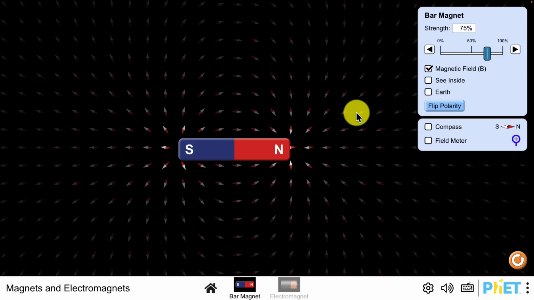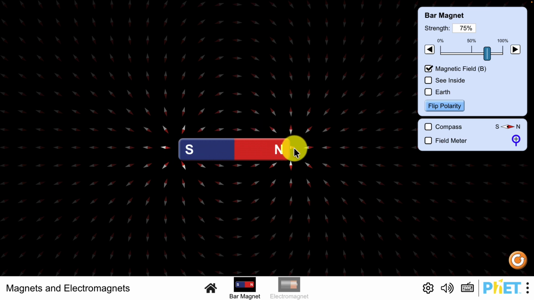An inductor is a very important device in electric circuits, especially AC electric circuits. In order to understand the operation of an inductor, we need to first understand magnetism. Here we have a bar magnet. In magnetism, we have north pole and south pole.